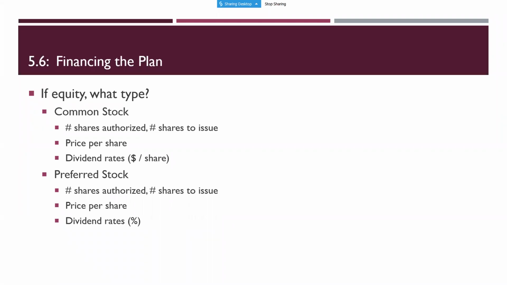The common stock: how many shares do you want to authorize? How many shares to issue? A rough estimate of what the price is going to be per share. What kind of dividend rates do you want to disclose per share? Common stock dividends are expressed as a dollar amount per share. On preferred stock, dividend rates are generally expressed as a percentage. I might say that it's a 2% preferred stock.